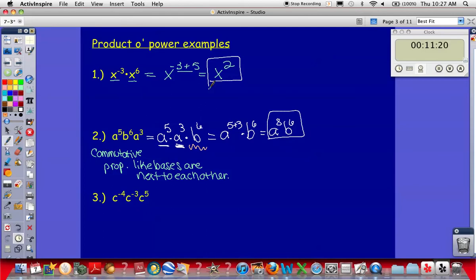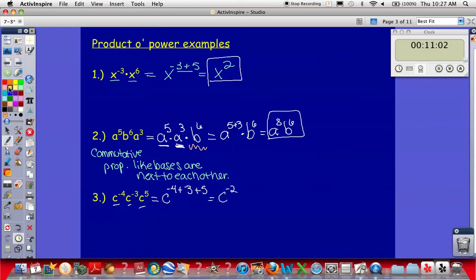For the number 3, we have 1, 2, 3 like bases. So let's go ahead and add them together. We have c to the negative 4th plus negative 3 plus 5. Negative 4 plus negative 3 is negative 7. Negative 7 plus 5 is c to the negative 2.